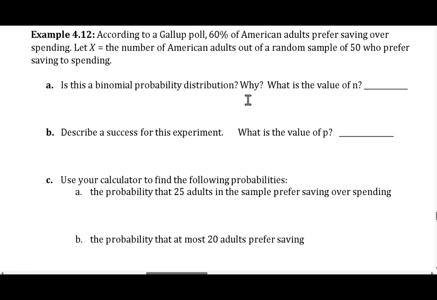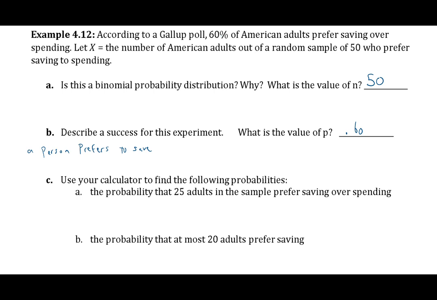Are there only two outcomes? Well, either a person prefers to save or a person prefers to spend. So there are only two outcomes. Perfect. And are there a fixed number of trials? Well, yeah, we only have 50 people, so therefore, yeah, it's fixed. The value of n is 50. What is a success for this experiment? Well, if a person prefers to save, that's a success. The probability of a success is 0.60 because it says 60% of American adults prefer saving.